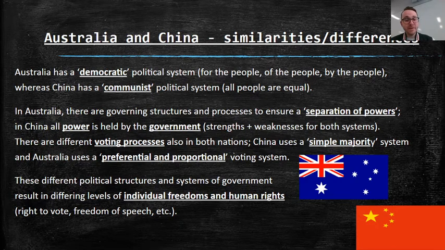So there are different voting processes also in both nations. China has elections, and they have a simple majority system, which means that whoever has the majority of votes wins. Ta-da. In Australia, we're more complicated. Just to make you guys unhappy.